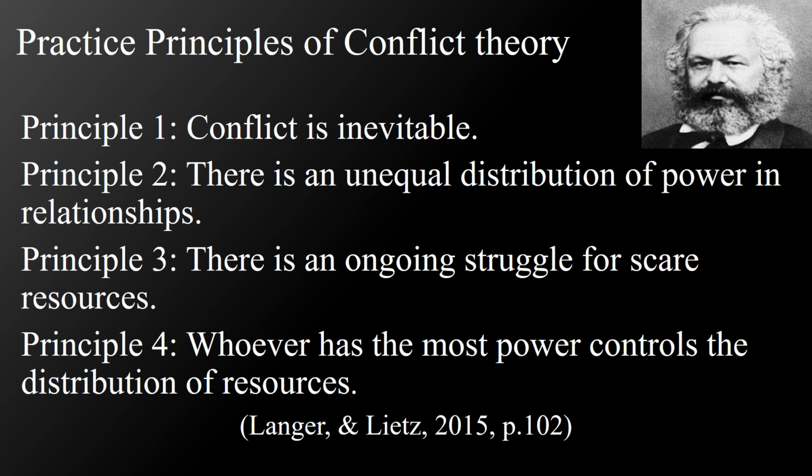Principle 1, conflict is inevitable. Principle 2, conflict occurs when there is an unequal distribution of power in relationships. Principle 3, conflict occurs when there is an ongoing struggle for scarce resources. And principle 4, conflict occurs when those who have the most power control the distribution of resources.